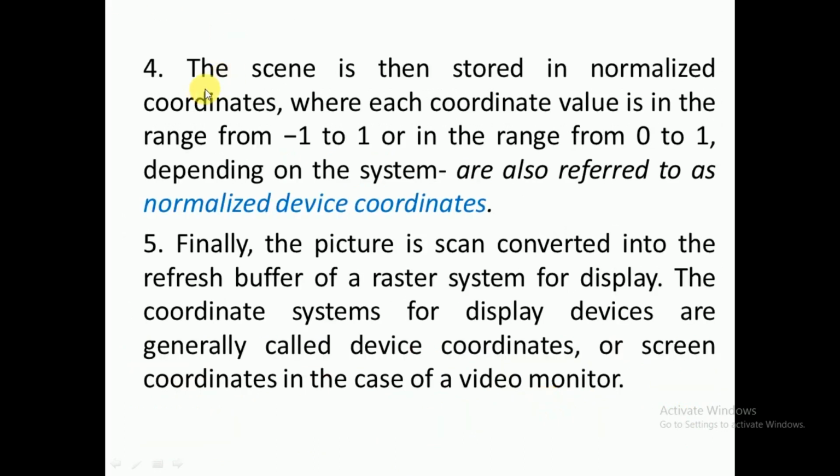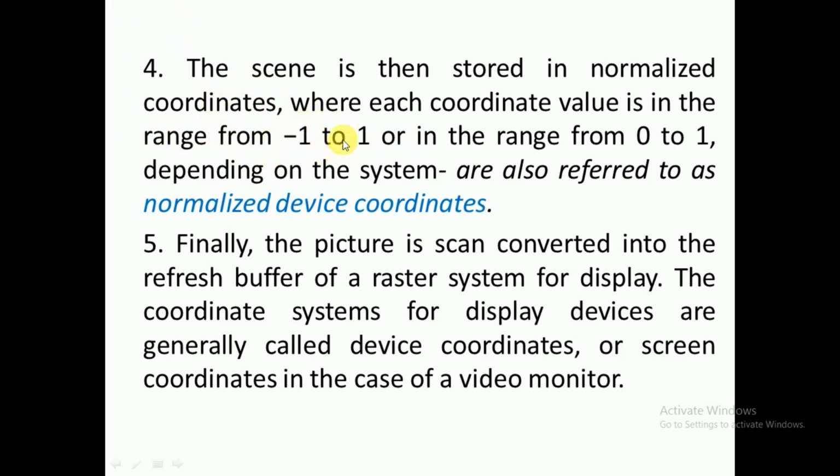Then afterwards the scene is stored in normalized coordinates. What you have done: first you gave input in local coordinates, then you converted local coordinates to world coordinates, then world coordinates to viewing coordinates, and then viewing coordinates to normalized coordinates, where each coordinate value is in the range from -1 to +1. Whatever value you gave initially, 10,10 to 100,100, or 99, everything has to be converted to normalized coordinates.